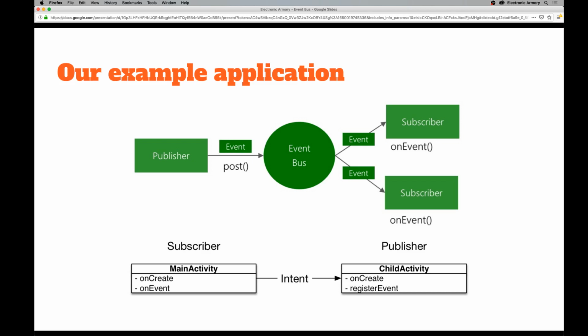All right, so we have a subscriber. Let's use our main activity. We have an onCreate function, and then we have another function called onEvent that gets called back when some child activity creates an event. We have an intent that links the two, and onCreate in the child activity as well. Then at the bottom for the child activity, we have register event, where we post our event from our child, and that's going to get back to our main activity.